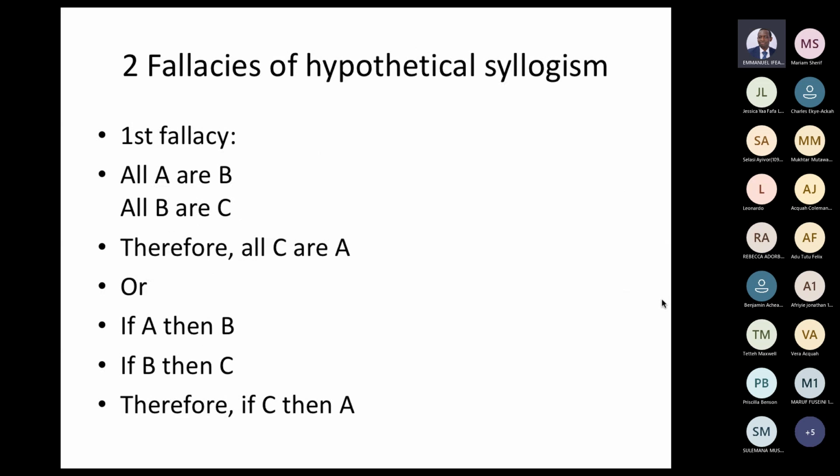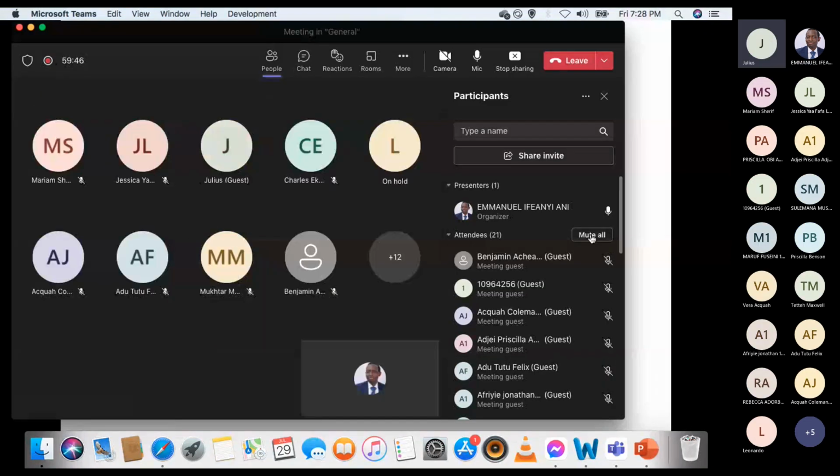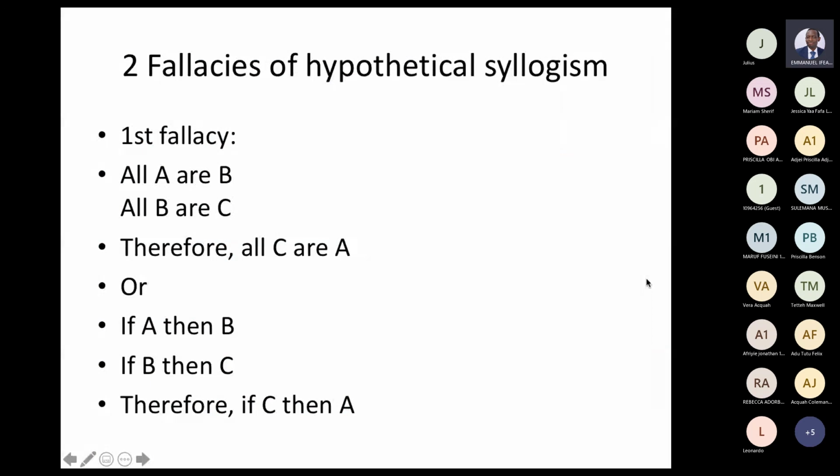Now let's look at two fallacies of hypothetical syllogism. So the hypothetical syllogism has two fallacies. The first fallacy: all A are B, all B are C, therefore all C are A. Now instead of saying all A are C, you say all C are A. So it's like exchanging the components.